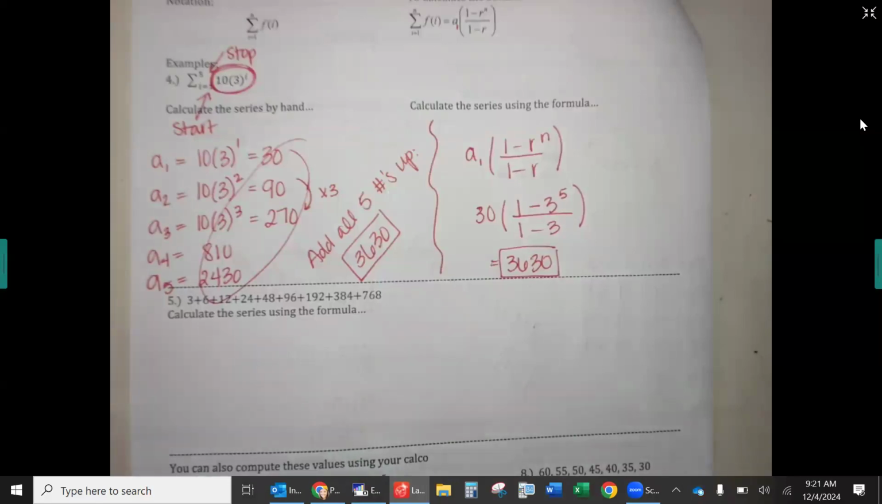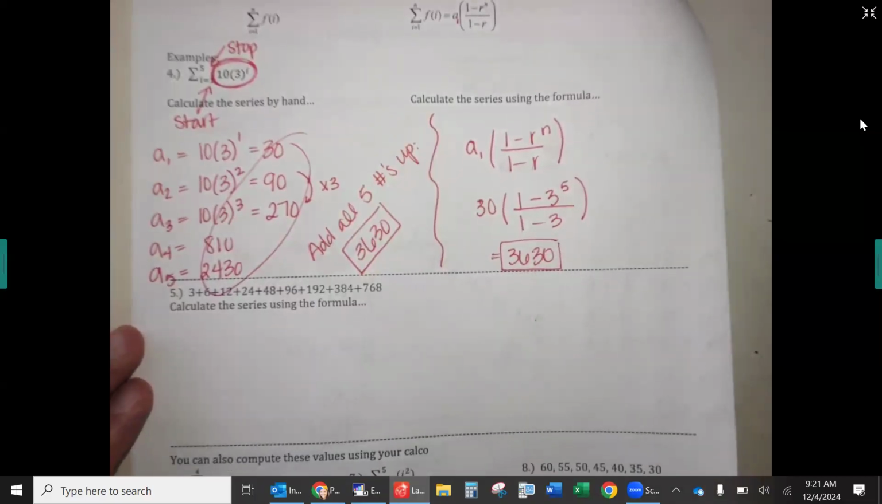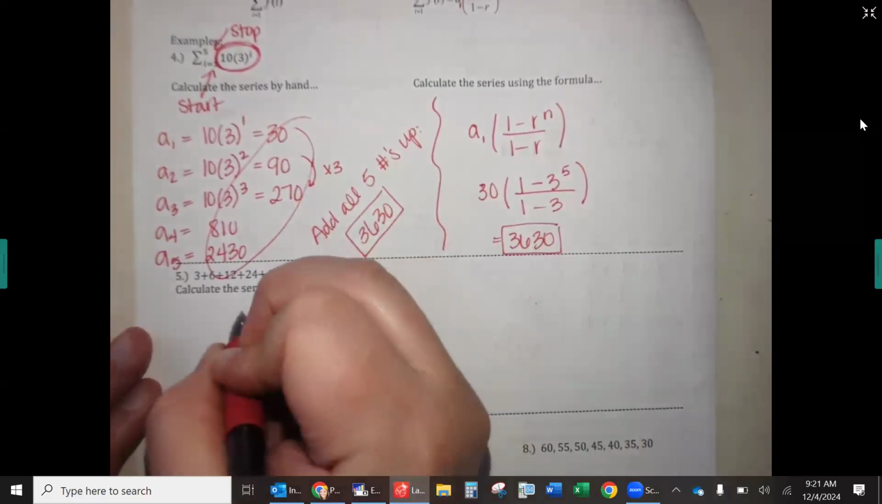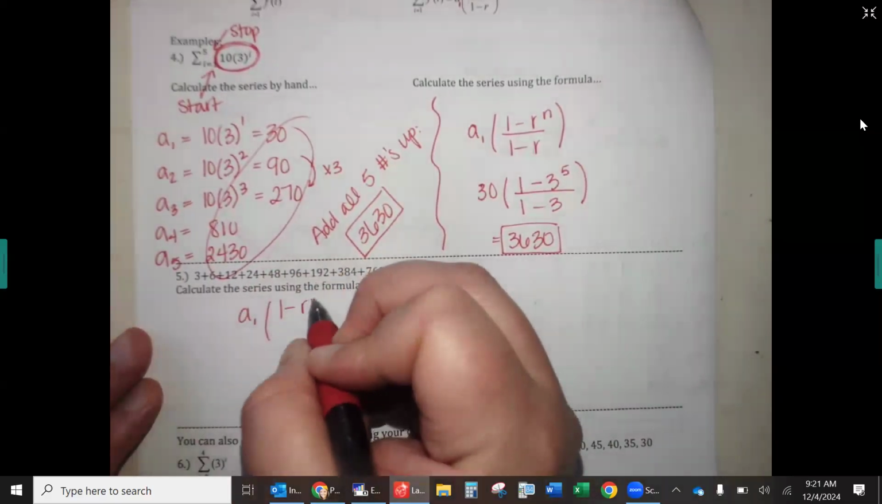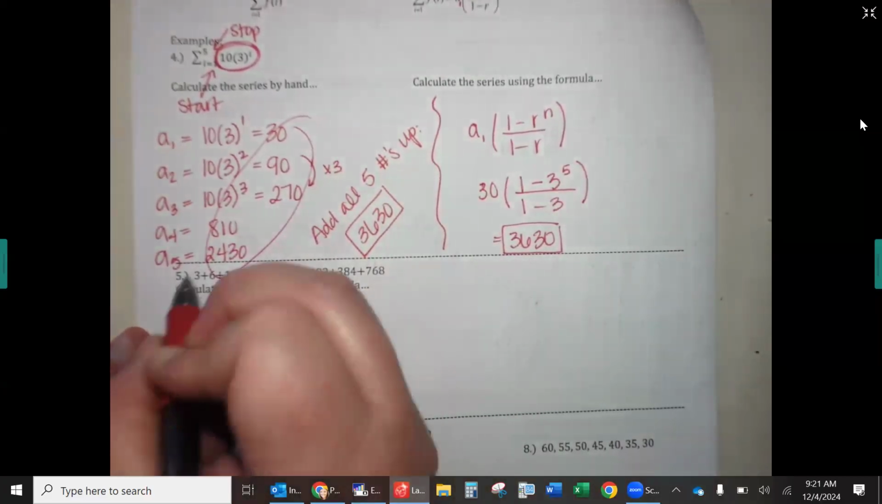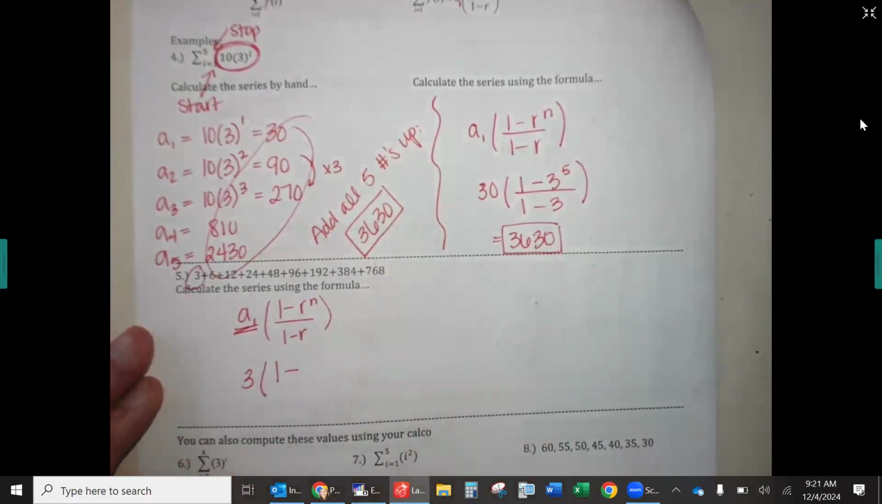All right, so let's skip. I guess we can do number 5. Okay, so first question, what's my A1 that I'm going to put in the front here? 1 minus R and 1. So my A1 is my first term, which I think I heard somebody say is a 3. That is correct. 1 minus.